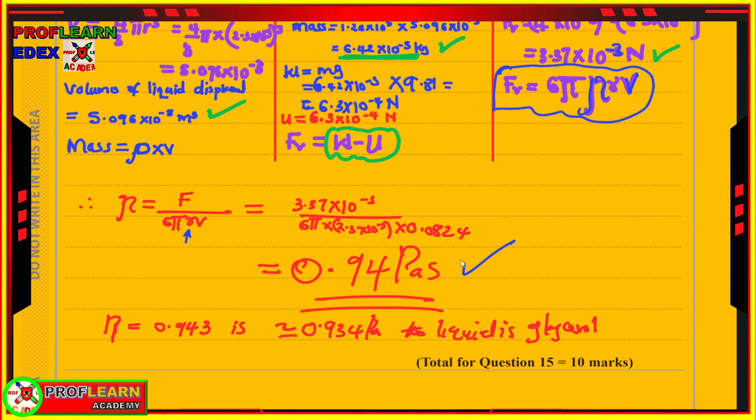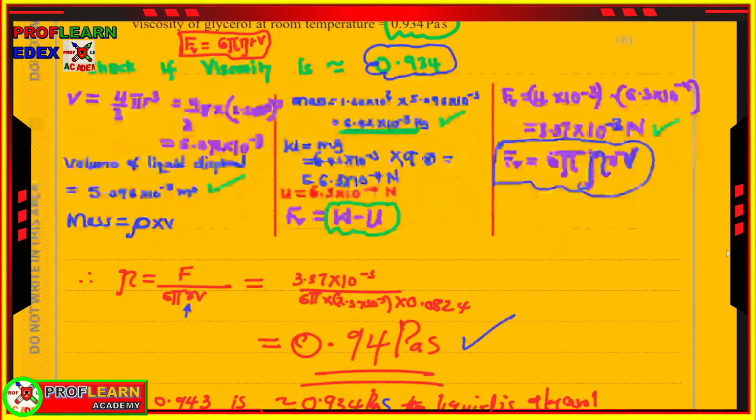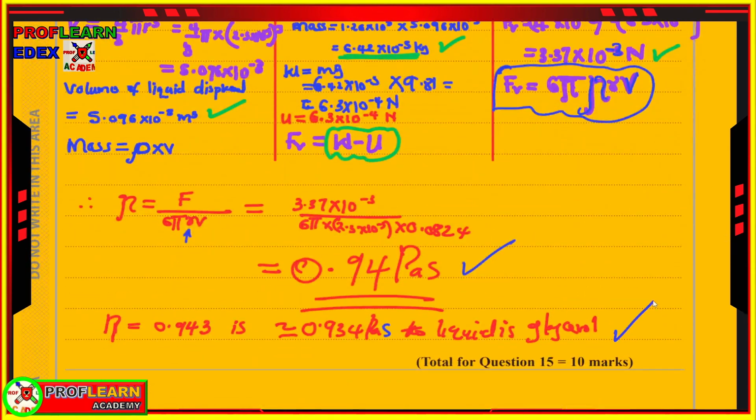Which means approximately 0.93 Pascal second, and that means we can say the liquid was glycerol. That's what you are supposed to do.